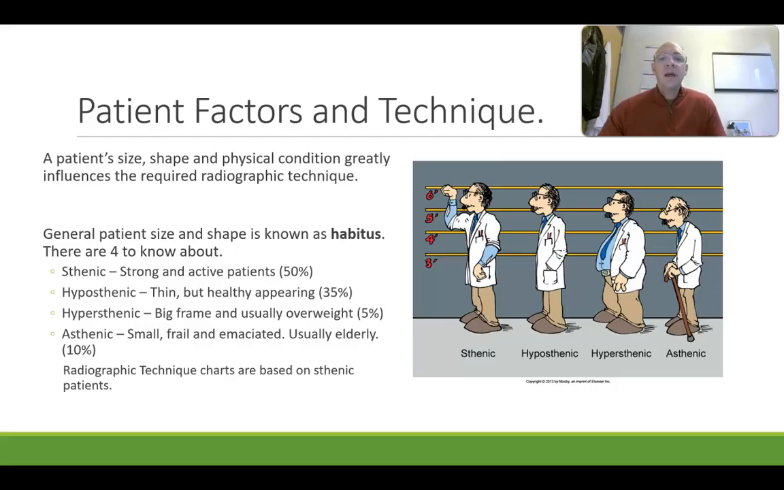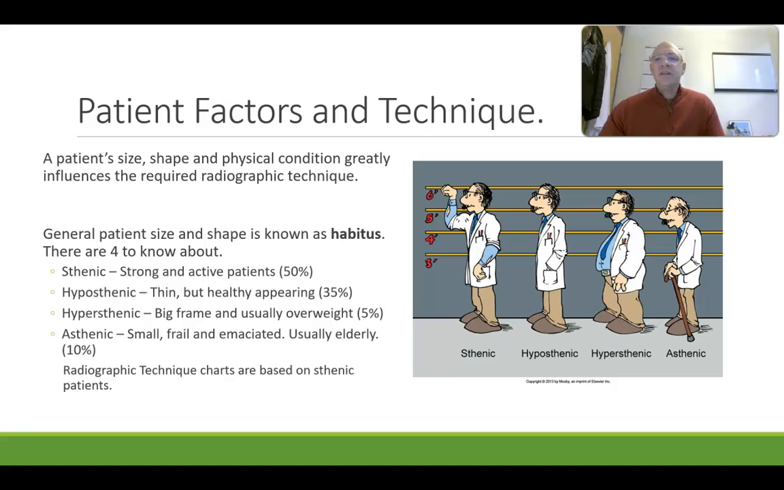The next habitus to discuss is hyposthenic. Hyposthenic people are healthy, but they're thinner. They've just got that string bean look. They're pretty thin. They might have muscle tone, but not as muscular or as bulky as someone who might be considered sthenic. So hyposthenic people make up about 35% of the patient population.